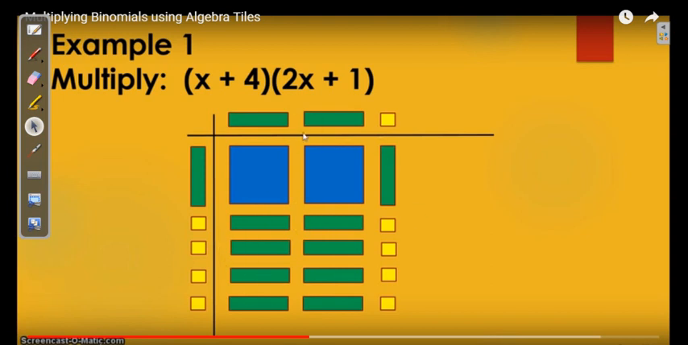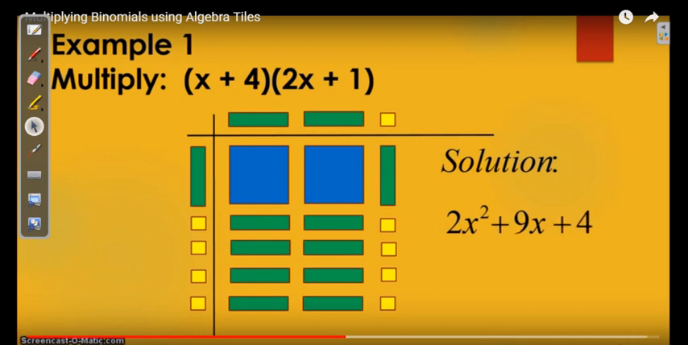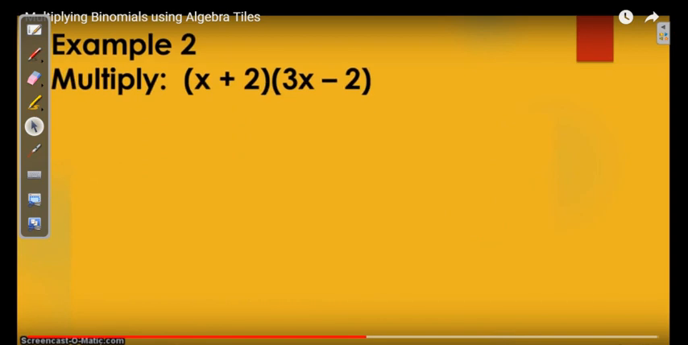As we can see here, we have 2x squared blocks, or 2x squared. We have 9 long green bars, or positive 9x, and 4 single units, which represents positive 4, giving us a final solution of 2x squared plus 9x plus 4. Let's try a second example, only this time we'll include a negative number. Once again, we'll draw our T chart.